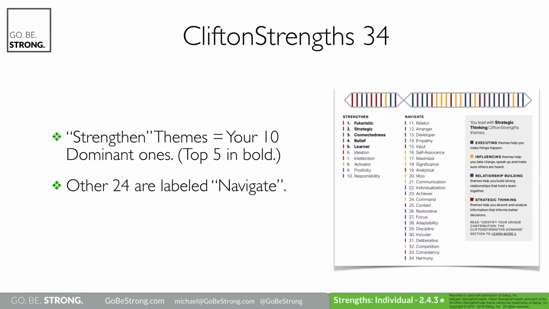Then the other 24 are labeled navigate. And they're ranked in order. So a lot of, let's say, 11 through 25 or so are there. They are sort of supporting. And the balance then are really your least helpful strengths. There's also a color coding that goes on here, and they're put into different groupings of executing, influencing, relationship building, and strategic thinking. You'll start to see those colors and those categories show up in further sessions that we'll be doing.